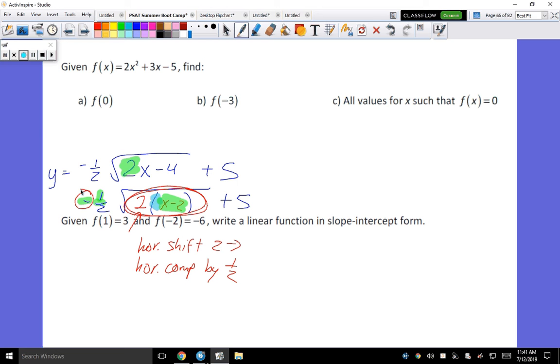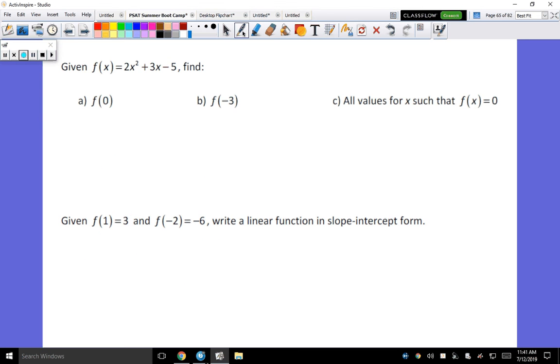And then what's this? Vertical reflection over the x. What's this? Vertical compression by 1/2. Because you don't do the opposite here. It's with the y value. You follow the rules. And then up 5. Vertical shift 5 units up. Okay. We will talk about transformations again.